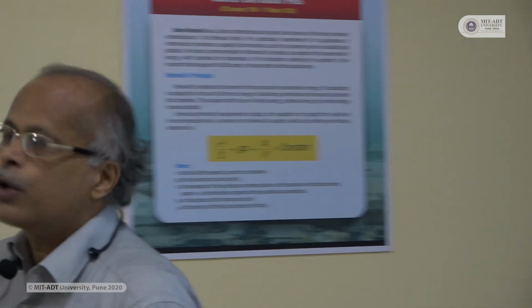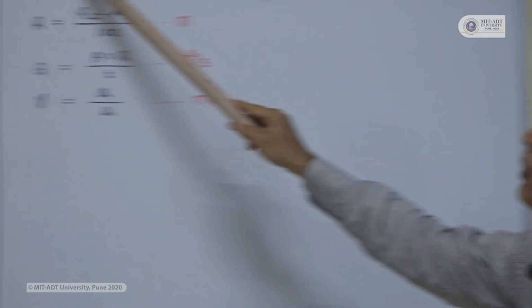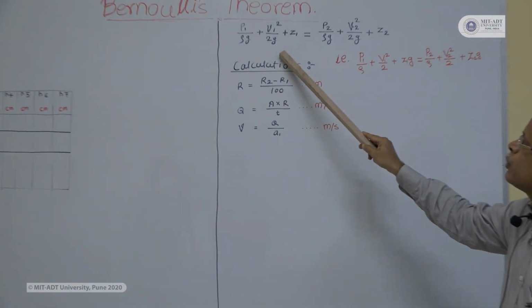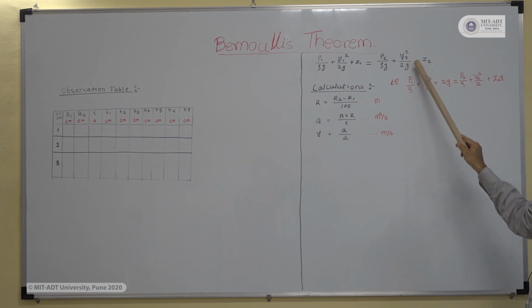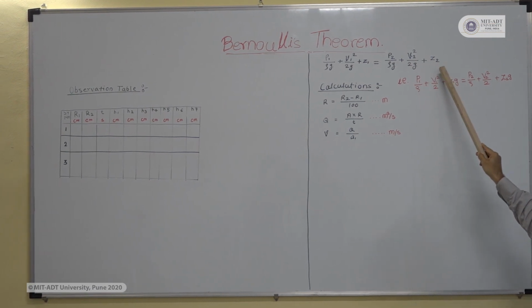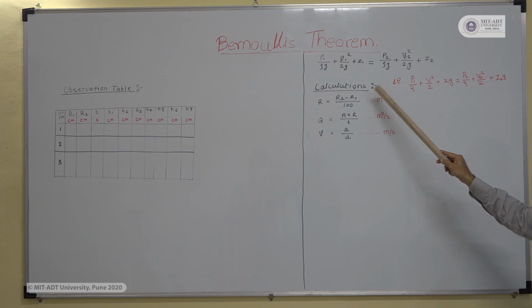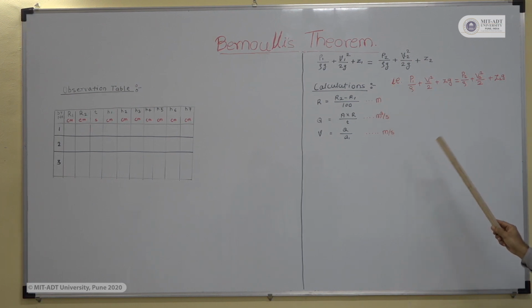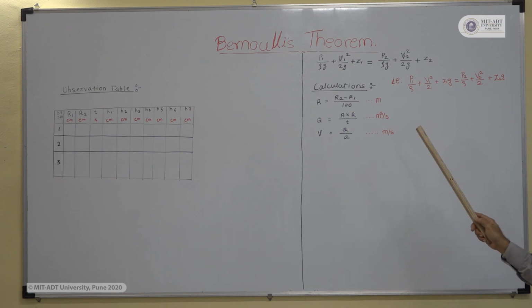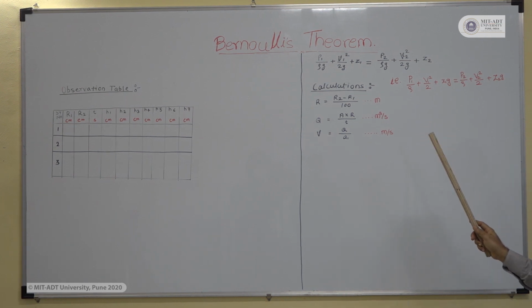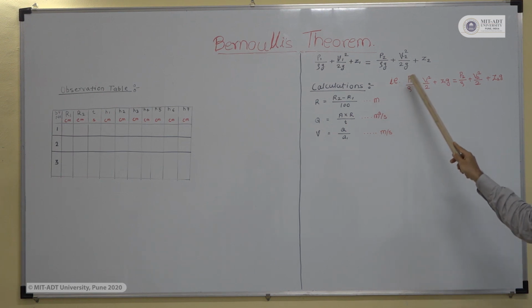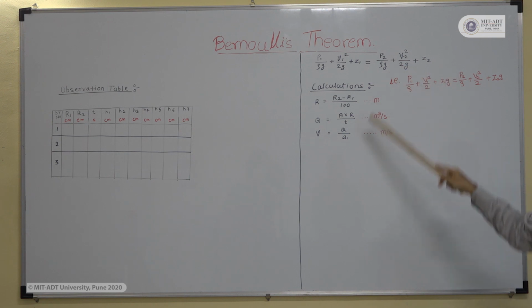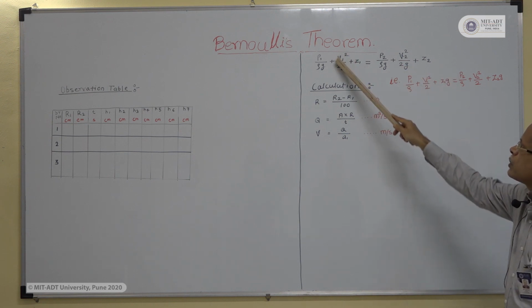The equation can also be written as P1 by rho g plus V1 squared by 2g plus Z1 equal to P2 by rho g plus V2 squared by 2g plus Z2, where 1 and 2 are two locations along a streamline. So, Bernoulli's theorem states that the total energy at any two sections in a flow along a streamline is constant. So, for verifying this, we need velocity.